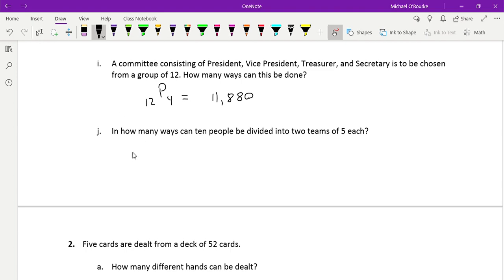Well, let's make the first team. How would you make the first team? 10C5. How would you make the second team? 10C5. Well, where'd you get those extra people from? There's 5 people now on this team. 10C5 times 5C5, because once you take the first team out, right?